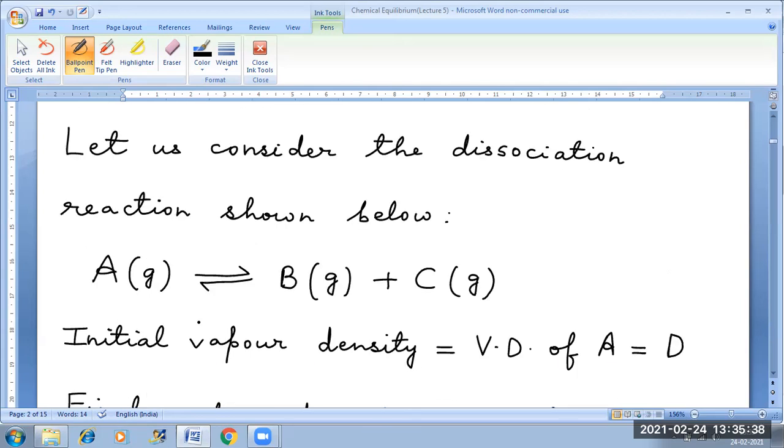Mass of the entire mixture at equilibrium, I'm talking about the mass, that is grams, will be the same as the mass taken initially of only A. Mass cannot change because mass is conserved. That is the law of conservation of mass.